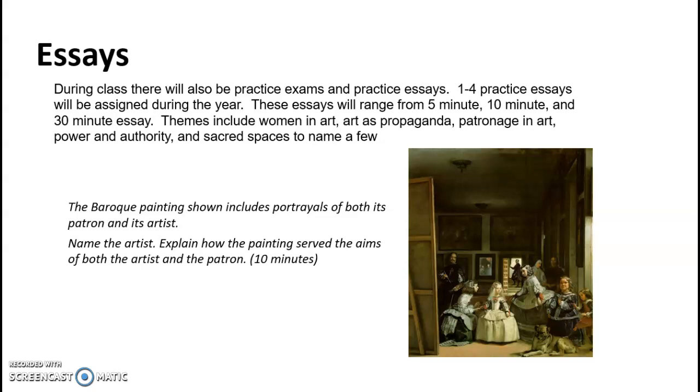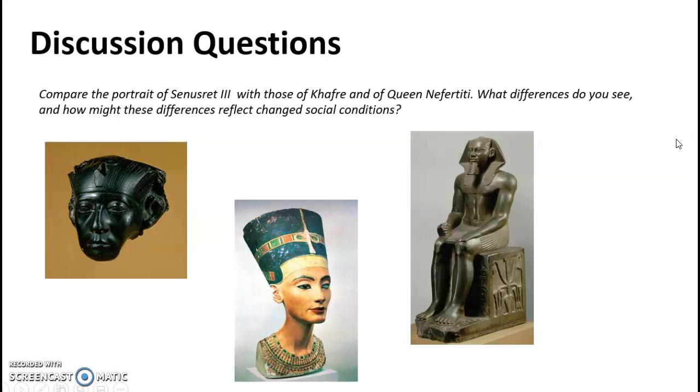This is an example of an essay question from a previous exam. This shows Las Meninas, and the question basically says the Baroque painting shown includes portrayals of both its patron and artist. Now, you might not understand that right now, but as we progress through the course, you will. Basically, the question is asking you to name the artist, which is Velázquez, and explain how the painting served the aims of both the artist and the patron. Again, that is something you will learn throughout the course, and you would write 10 minutes on it. A 2-sentence answer probably would not do very well for you.